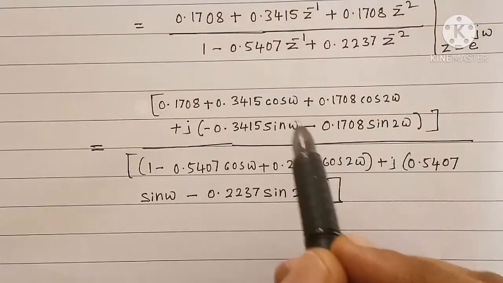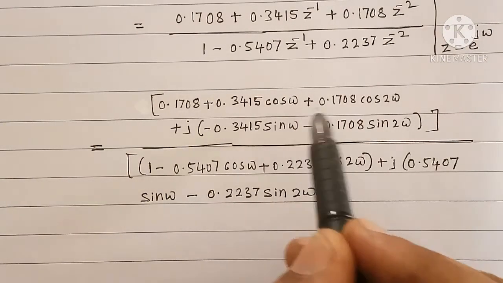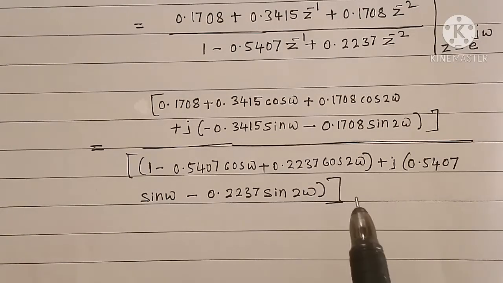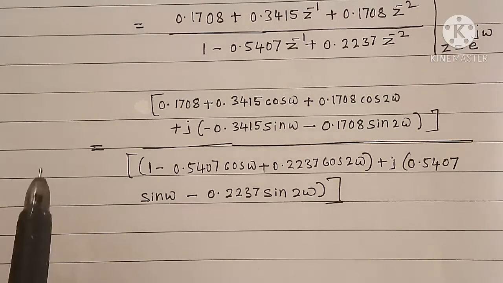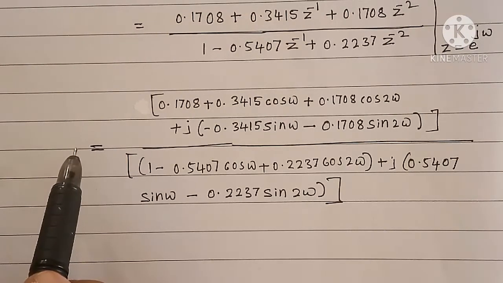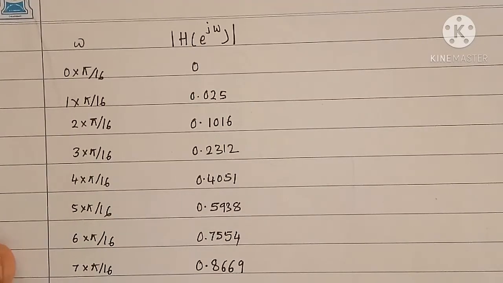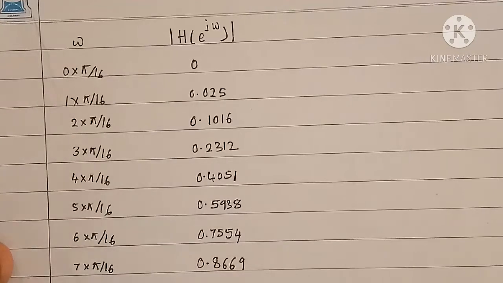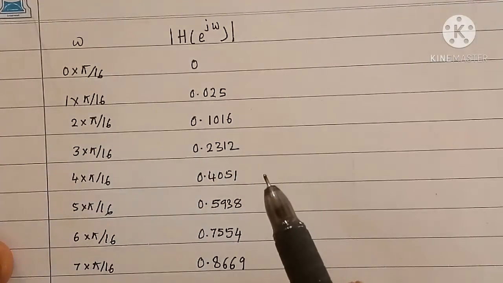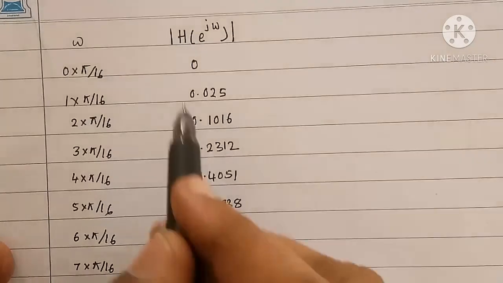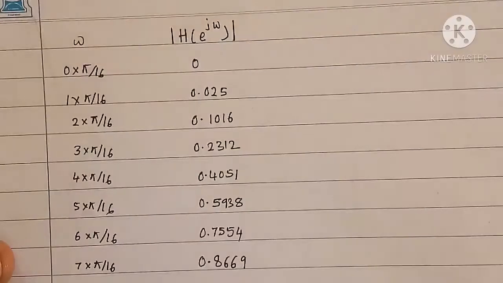Now if we substitute for omega value from 0 to pi in steps, we can get h of e raised to j omega as a ratio of complex numbers whose magnitude we can calculate. Such a calculation is here now. For omega value 0 to pi in steps of pi by 16, magnitude of h of e raised to j omega is calculated.